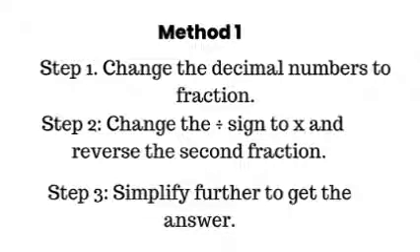Now we already know how to convert a decimal to a fraction, right? If a decimal number has one decimal place, it will be over 10. If it has two decimal places, it will be over 100. If it has 3 decimal places, it will be over 1000. So we can convert the decimal numbers to fractions and then go ahead and solve using the method that we have learned, how to solve fractions, right? This is the first method. Let's look at the examples.